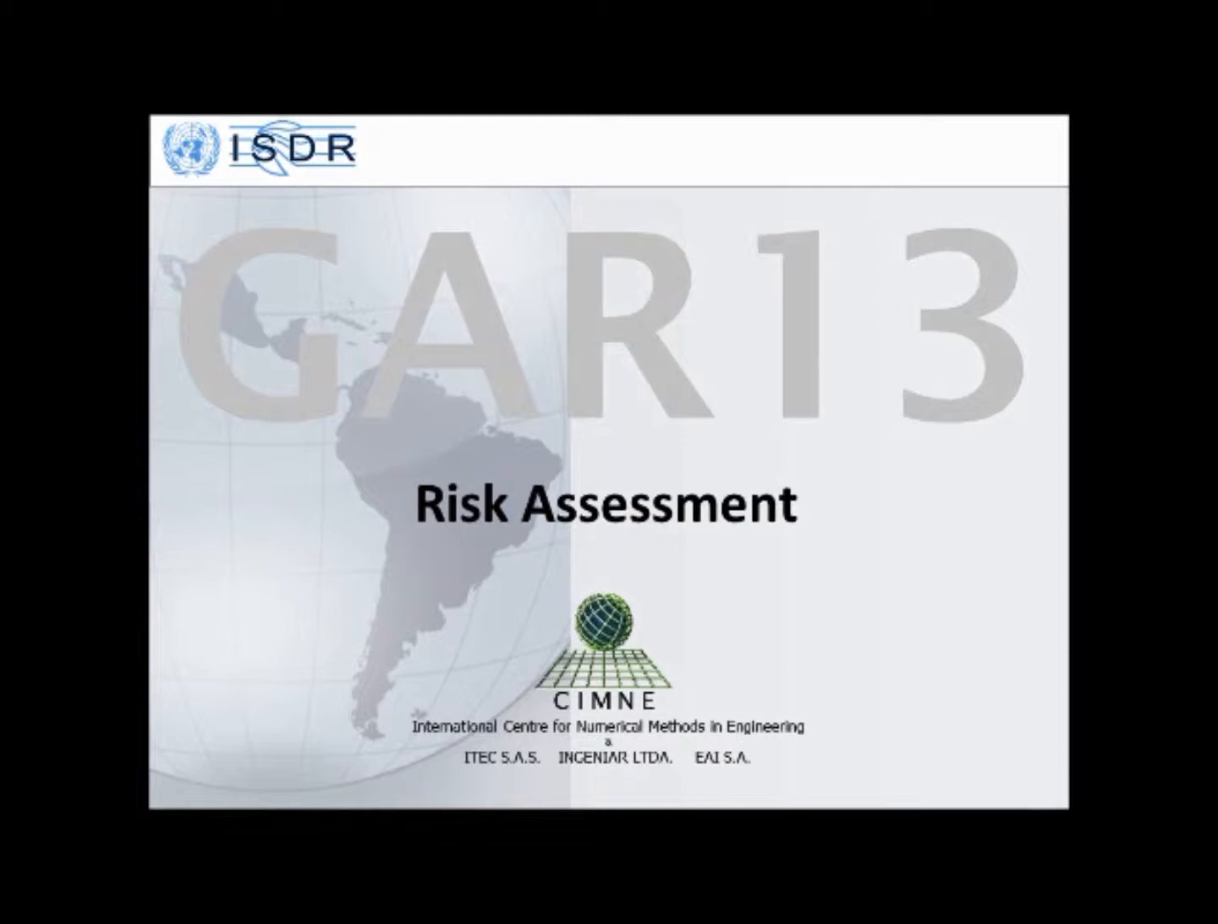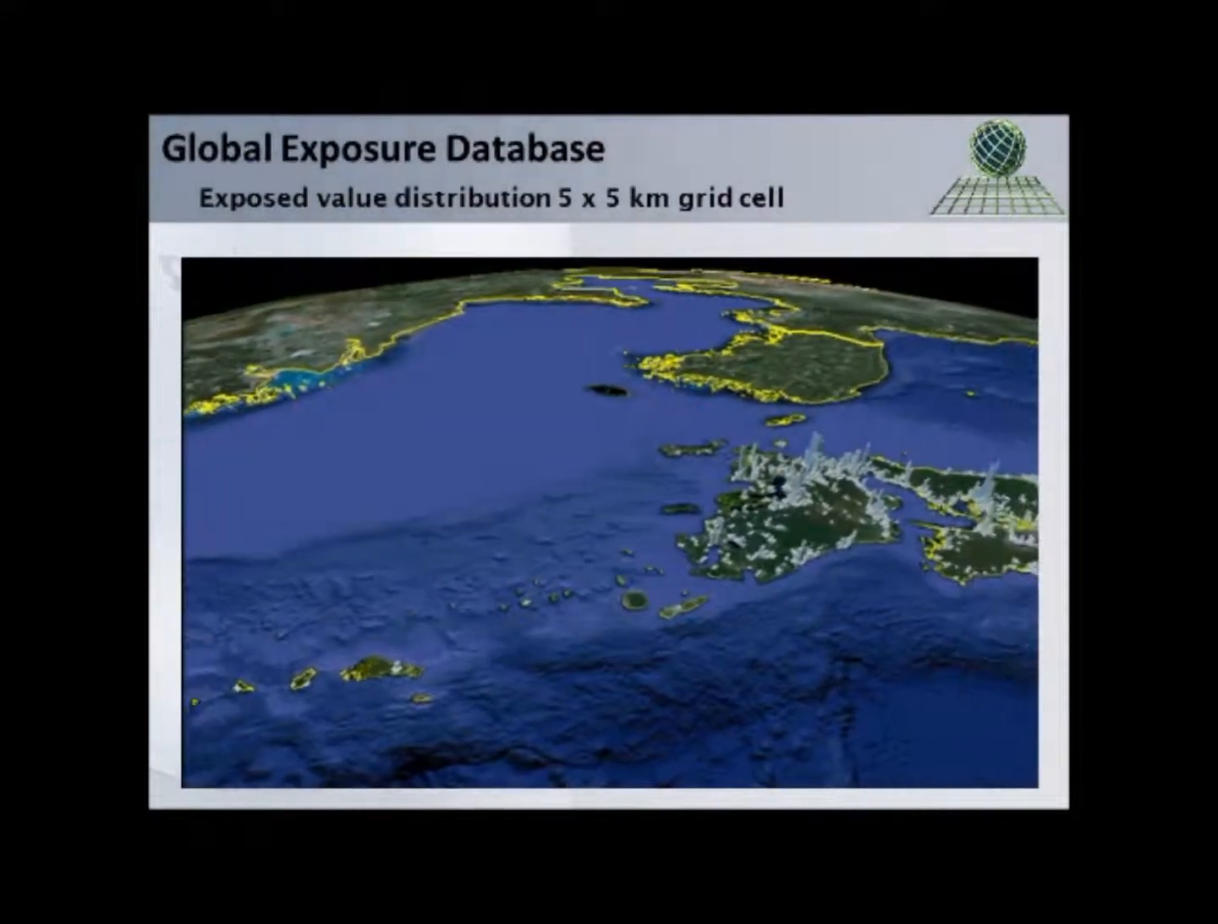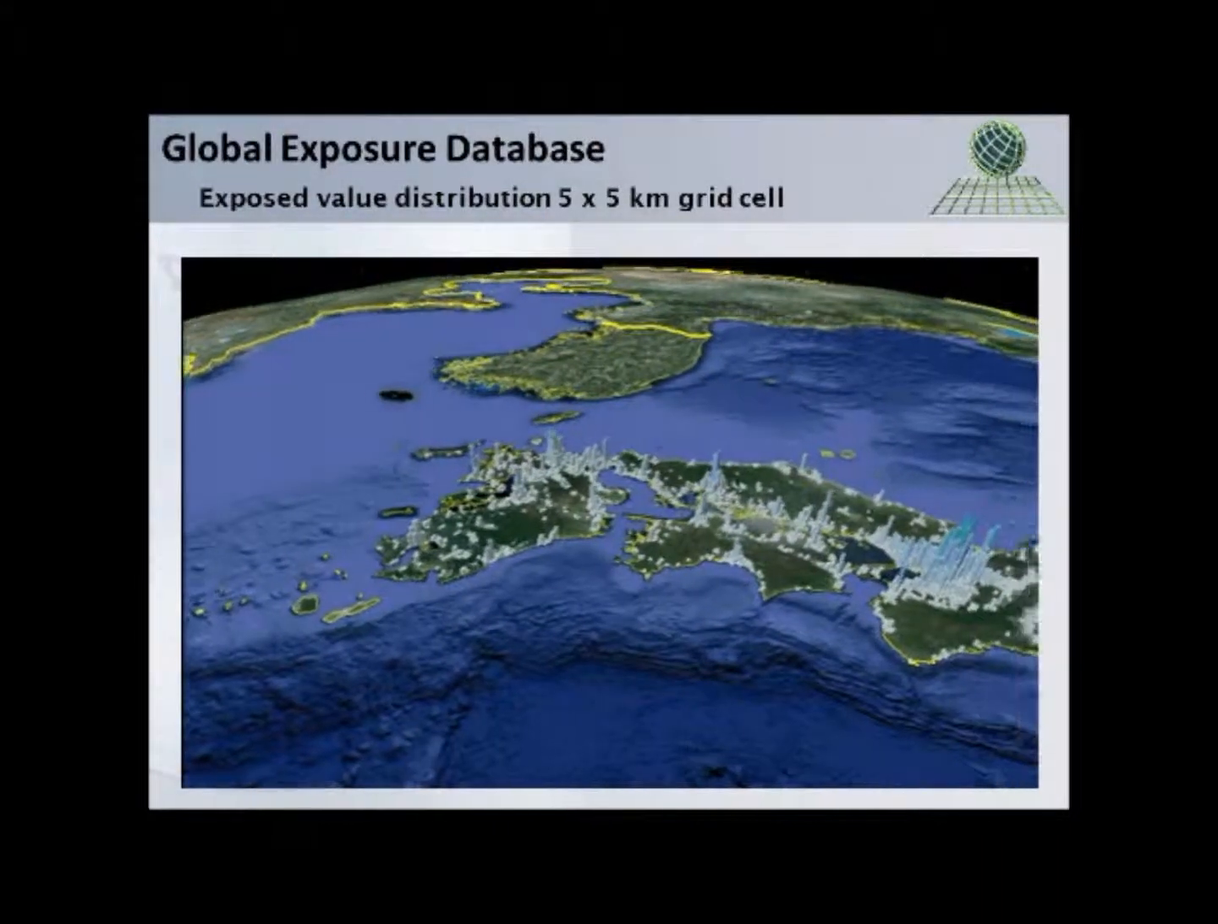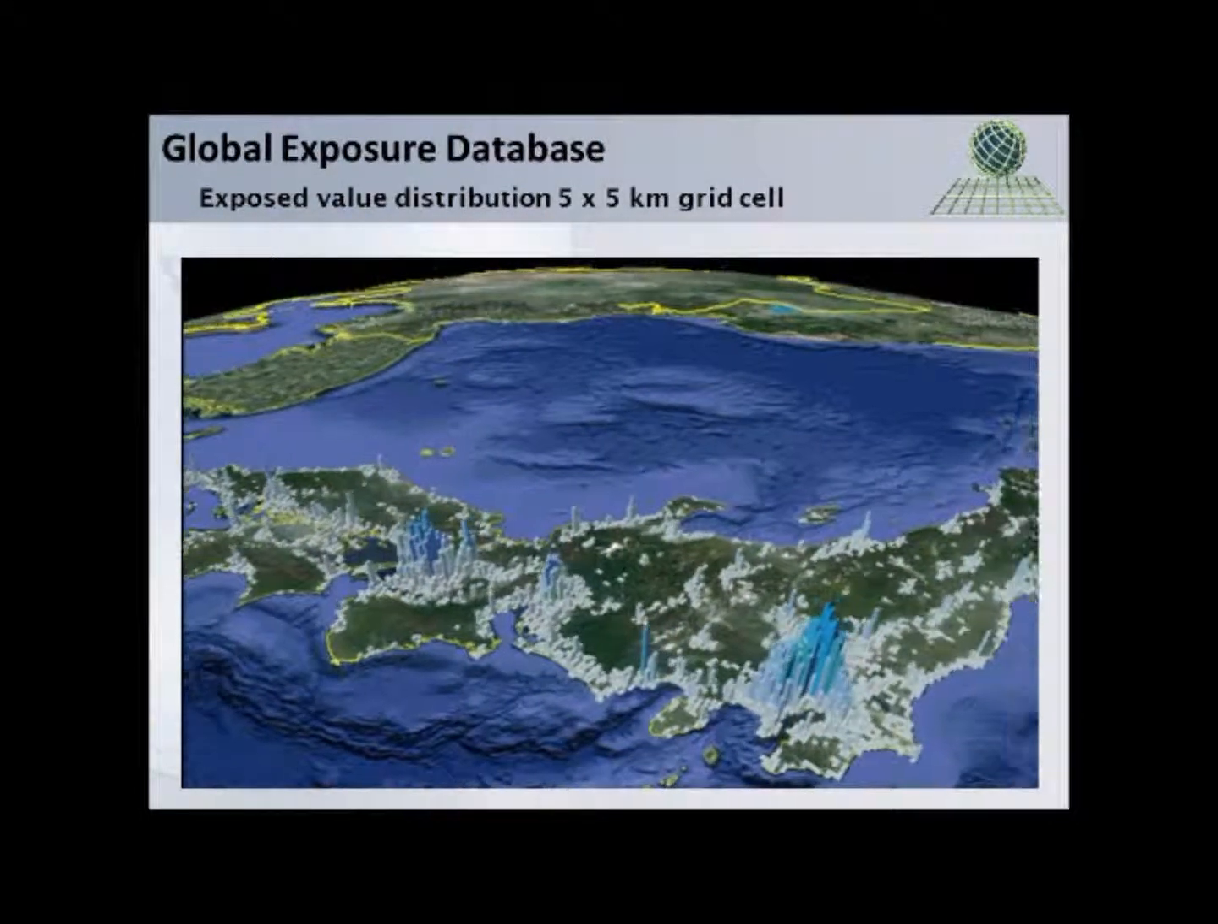In the framework of the United Nations Global Assessment Report 2013, a global probabilistic risk assessment for earthquakes and cyclone winds was conducted. The project was developed by the consortium comprised by the International Center for Numerical Methods in Engineering, CIMNE, in Barcelona, Spain, ITEC and Ingenian Limited in Bogota, Colombia, and with the participation of the National University of Mexico, UNAM.